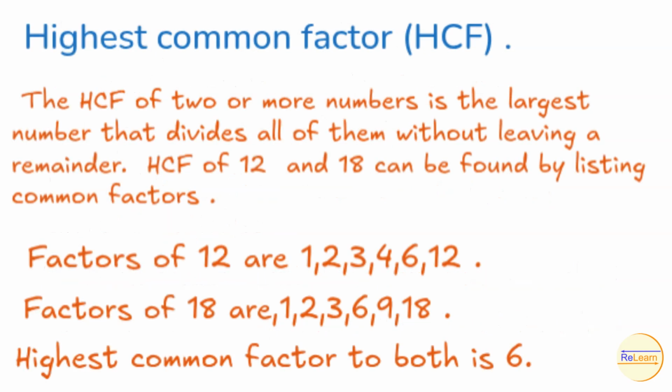Highest common factor, HCF. The HCF of two or more numbers is the largest number that divides all of them without leaving a remainder. HCF of 12 and 18 can be found by listing common factors. Factors of 12 are 1, 2, 3, 4, 6, 12. Factors of 18 are 1, 2, 3, 6, 9, 18. Highest common factor to both is 6.